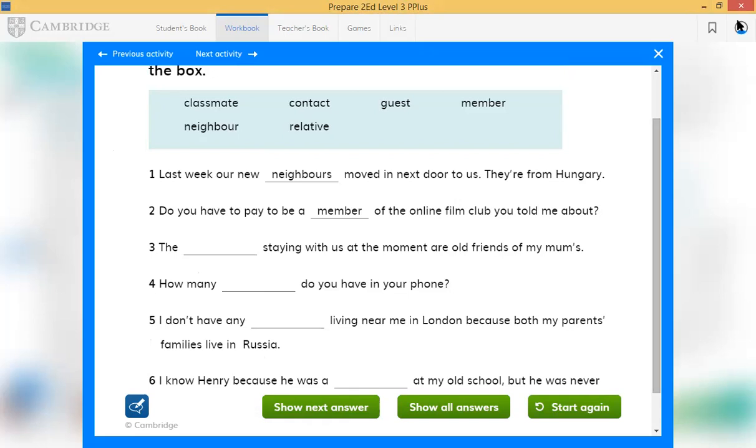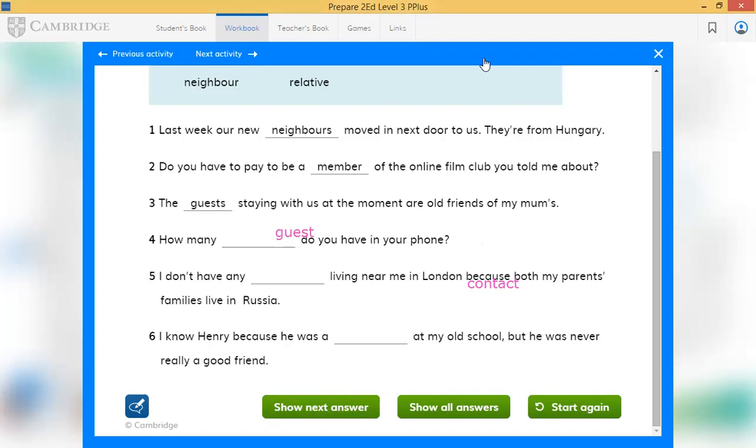Yes? Teacher. Yes, tell me. Guest. For number three? Okay, let me see. Guest in number three. Let's check if your predictions are correct. Exactly. Number three is guest. Number four, you say contact. I think contact is the suitable one. Yes. Okay, contact.